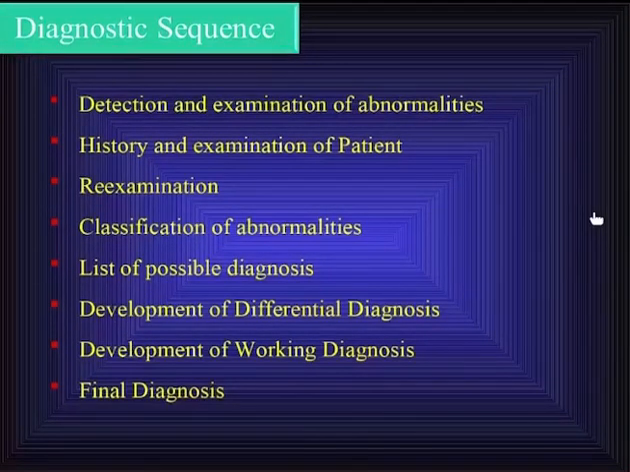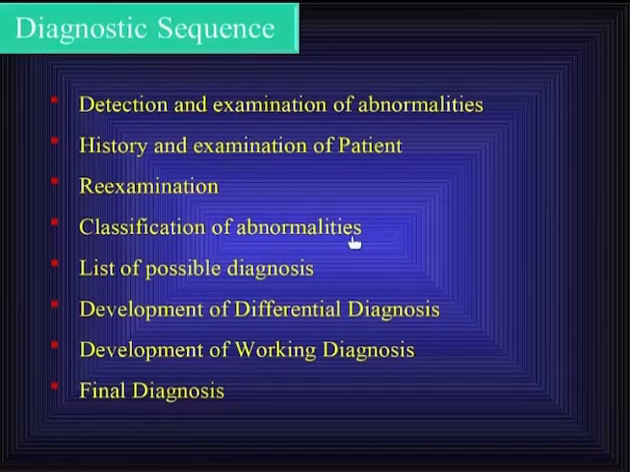Okay, now in this slide you can see the steps of diagnostic sequence according to the textbook of Stephen L. Bricker. These are the following steps. The first step says detection and examination of abnormalities, and the second step says history and examination of patient. Third step, it says re-examination, and then classification of abnormalities, and then list of possible diagnosis, which is a provisional diagnosis, and development of differential diagnosis, and then development of working diagnosis, and in the last is the final diagnosis. Now this sequence is according to the textbook of Stephen L. Bricker, which we are following.